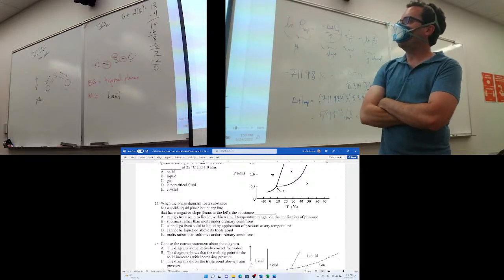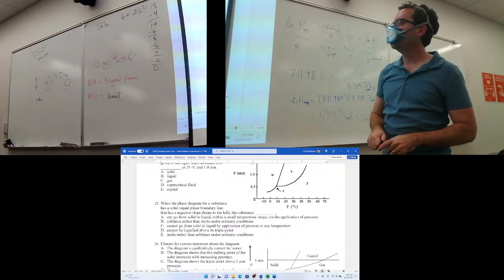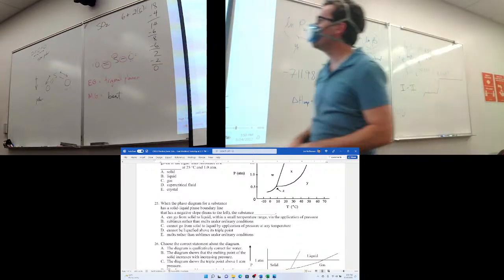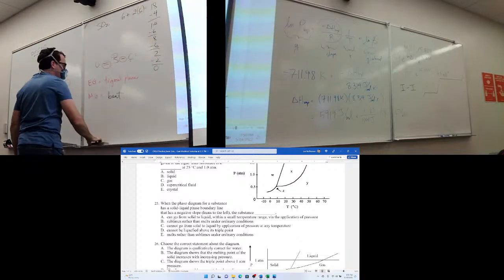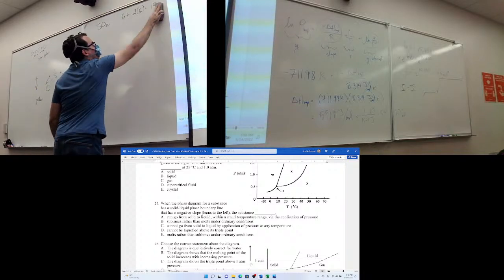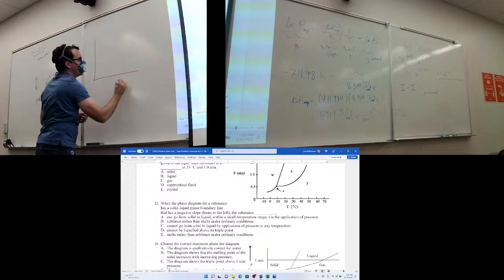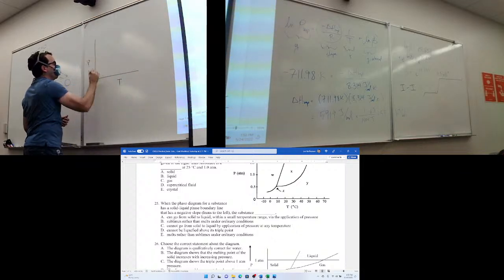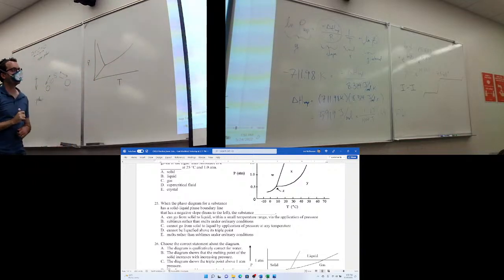When the phase diagram for a substance has a solid liquid phase boundary and it has a negative slope, it leans to the left. The substance what? So not that graph. That graph has a positive slope for the solid liquid boundary. What they're talking about is, so like water. Yep, it goes that way.